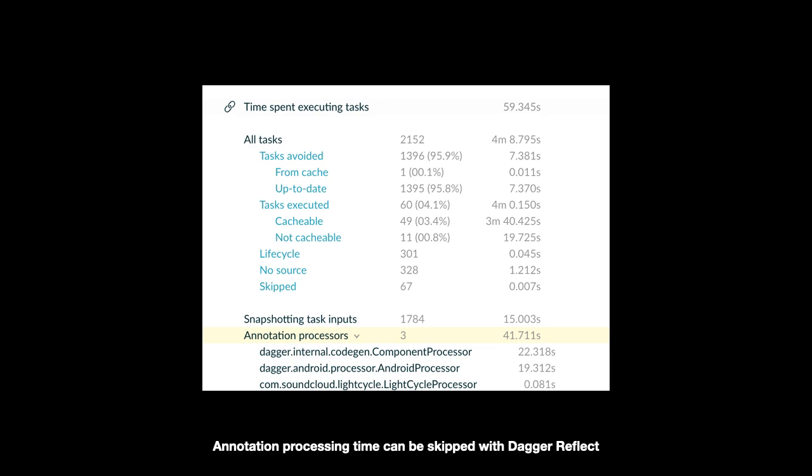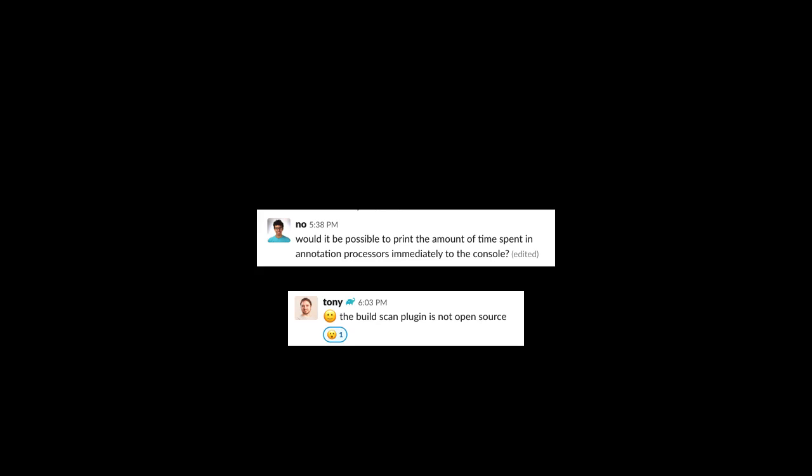Okay, so the build scan has, I don't know if you guys have looked in the build scans really deeply, but it'll tell you how much time all your annotation processors spent in that build. So in this case, this build spent a lot of time in the annotation processors. So I asked in the Gradle Slack, would it be possible to print the amount of time spent in annotation processors immediately to the console? And the answer was that the build scan plugin is not open source. Well, if Gradle Enterprise can do it, or the Gradle build scan can do it, so can we.